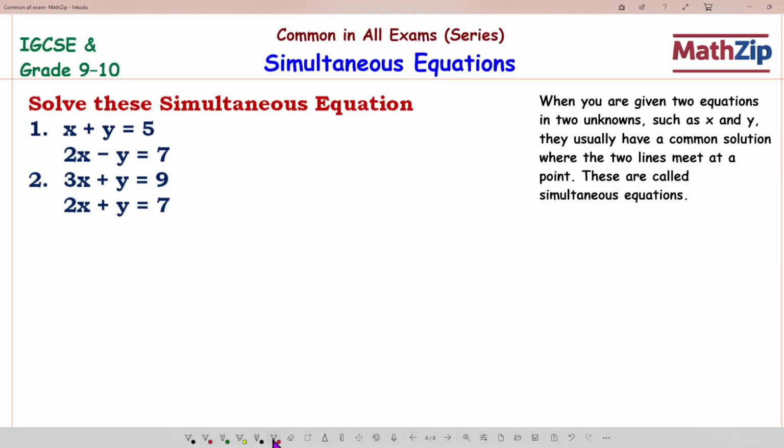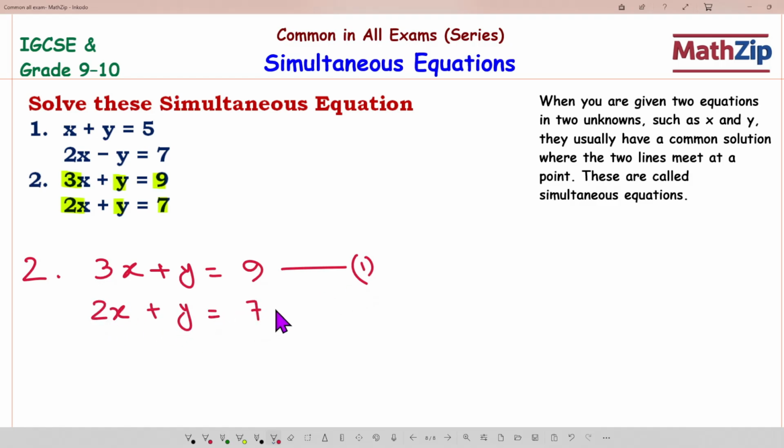Second question: 3x plus y equals 9 and 2x plus y equals 7. First we have to label these. 3x plus y equals 9 is equation 1, and 2x plus y equals 7 is equation 2. So here are two variables, x and y. First we have to find one variable, then we will put it in and get the other variable.